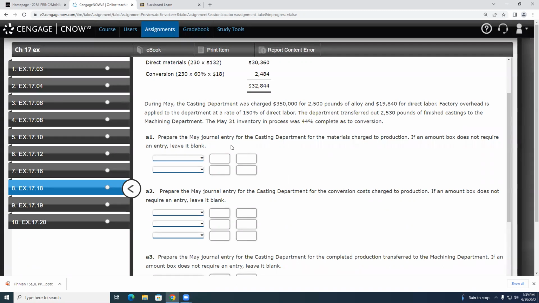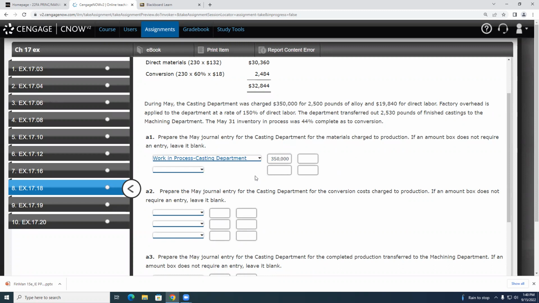So the first thing we are asked is to prepare the May journal entry for the casting department for the materials charged to production. So it tells us right here during May, they were charged $350,000 for the direct materials. Well, what does that mean that they charged it? Just to make sure we're clear, that is the dollar amount, the value of the materials that were transferred out of the materials inventory into the work in process account. And so that's what we need to report. Transferring it into the work in process account for the casting department. Right there.